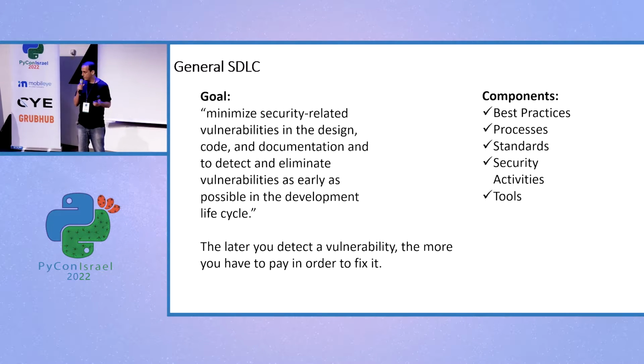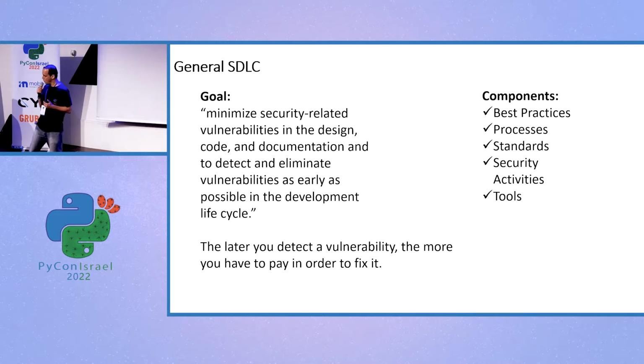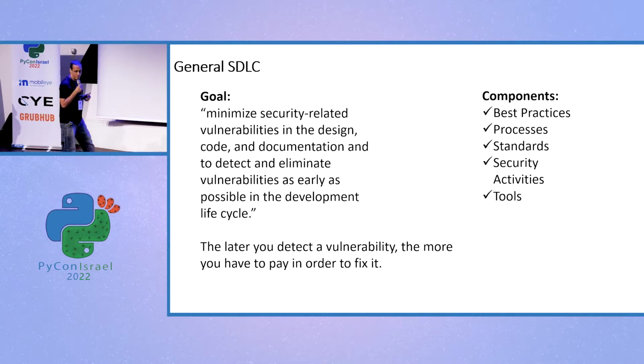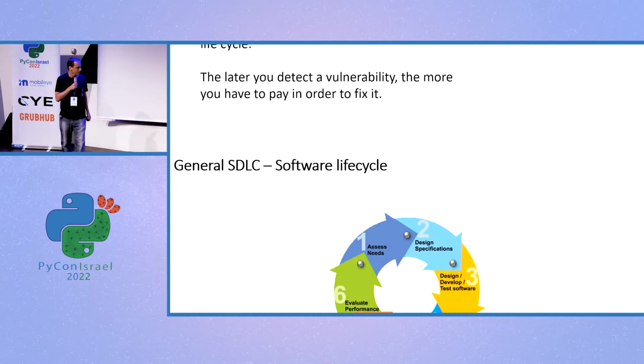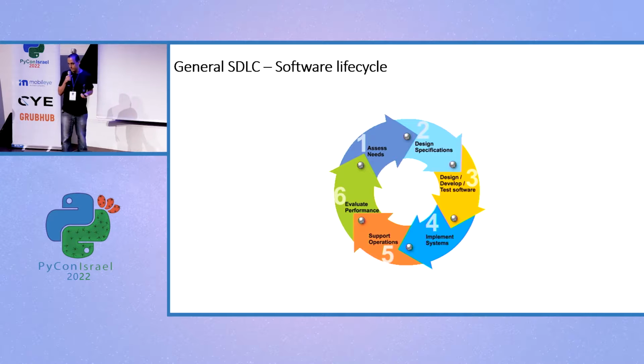You can roughly divide vulnerabilities into two types. One is implementation errors, and one is design issues. Design issues can be found before you write a single line of code. Before you start your first line in Python, you can already detect it and secure your design of the system. So the goal is to detect it as early as possible, and it is made of best practices, processes, standards, security activities, and tools. And it is an ongoing process, like the software development lifecycle itself.